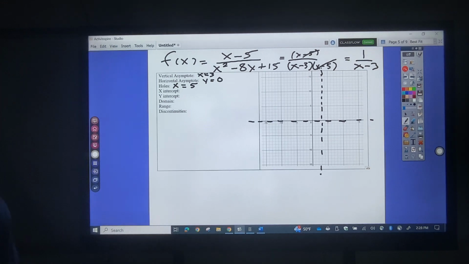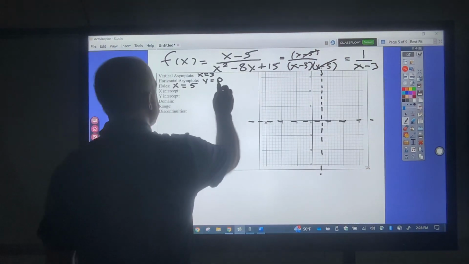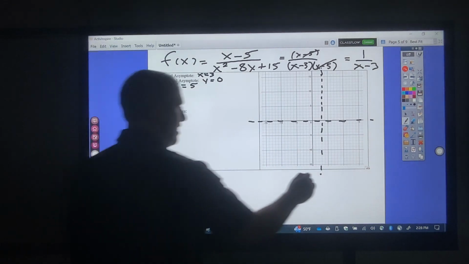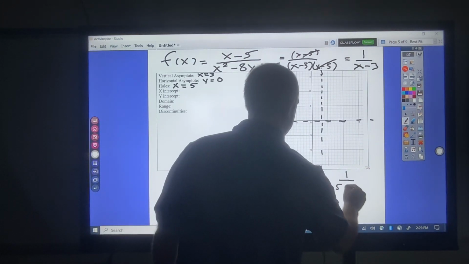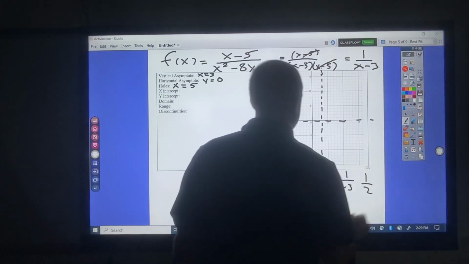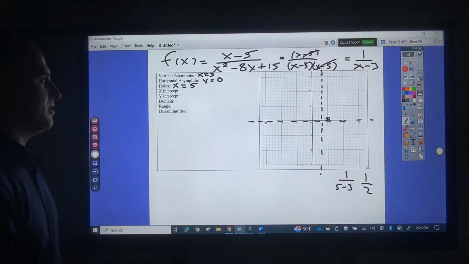All right, now I want to graph the hole of the graph. Now what you want to do is put that number in, which is 5, in for the x value into this part there. So 5 over 2, which is 1/2. So 5 over 1/2. I put a little open circle there.